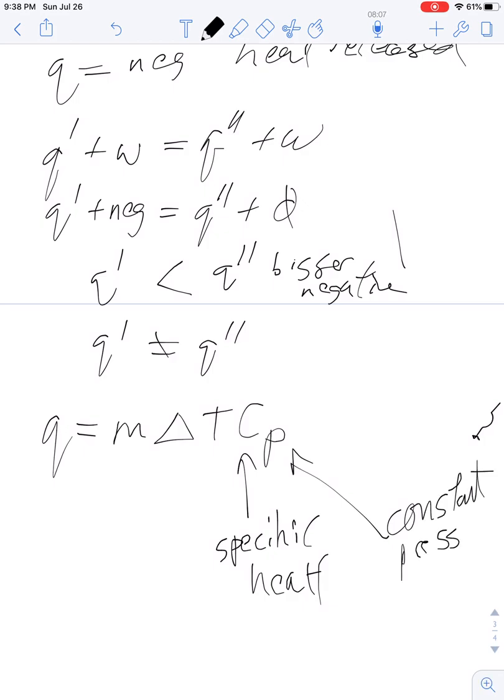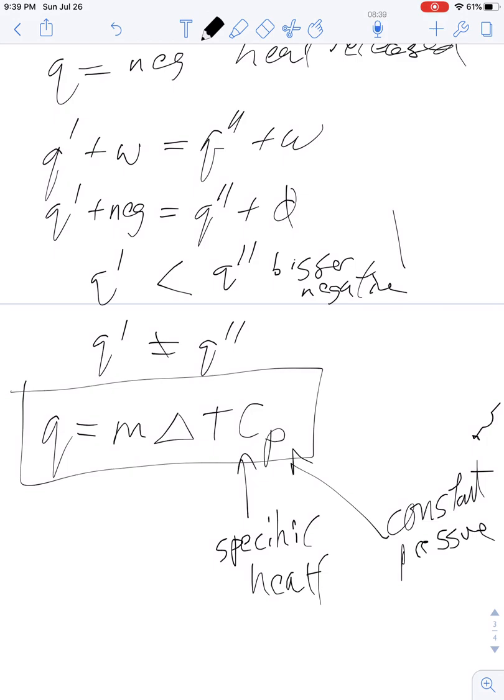So that's why Cp is the variable for specific heat, and not the letter S. Some textbooks try to simplify it and use the letter S for specific heat, but that is not correct. Cp is the correct variable for specific heat. So when we calculate Q, we're actually calculating it at constant pressure.